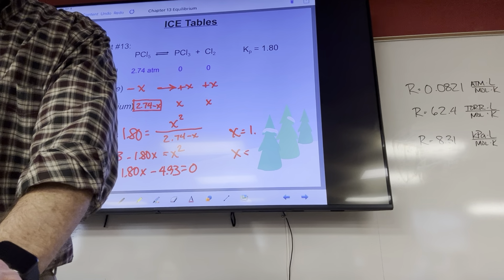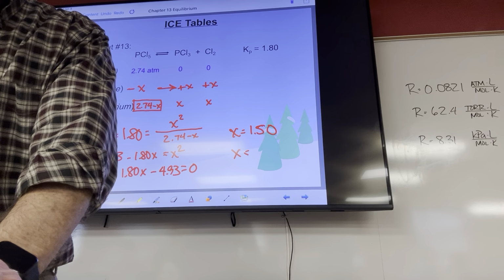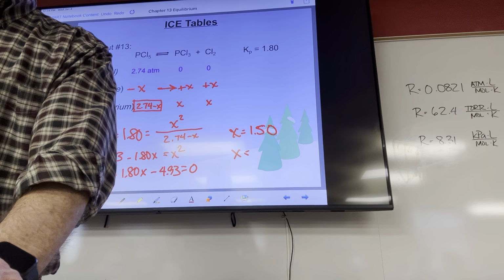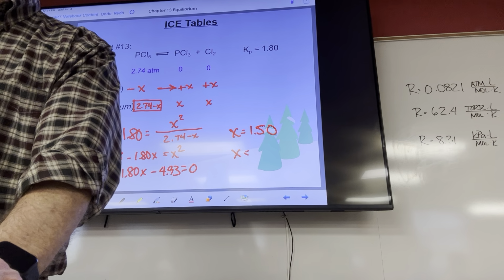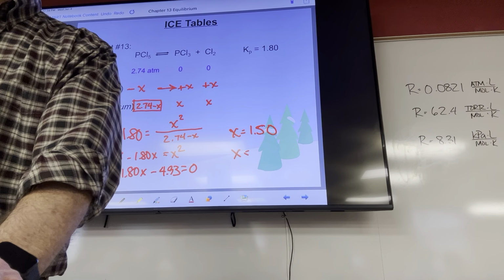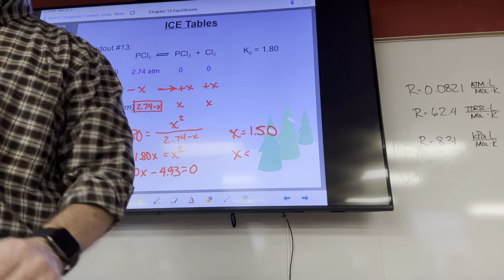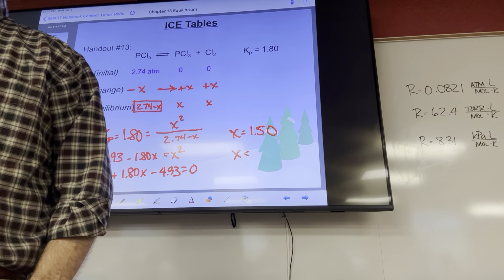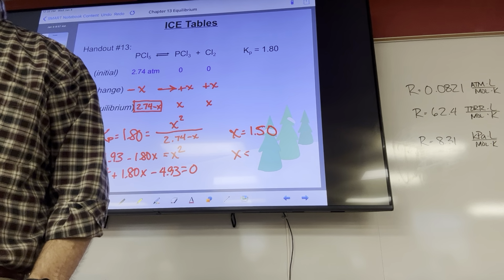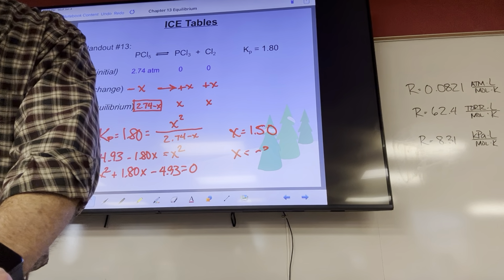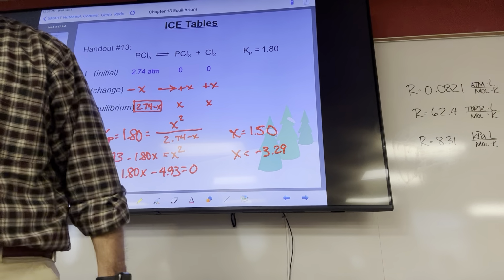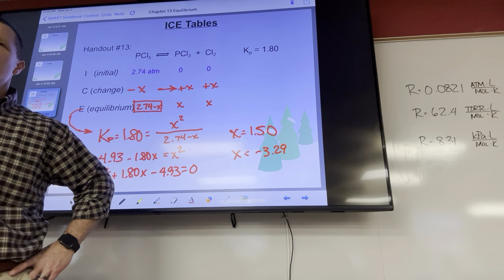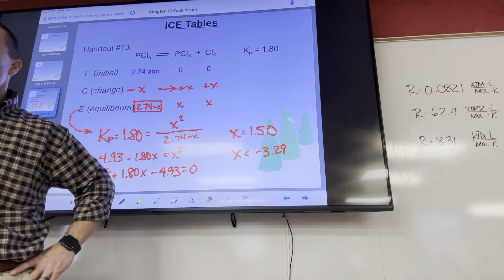1.5. I would say 1.50. And then what's the other solution? Didn't get it yet? Negative 3.29? Yeah, that's right. Negative 3.29. I'm going to give you a moment. Solve it. Make sure that you can get those.